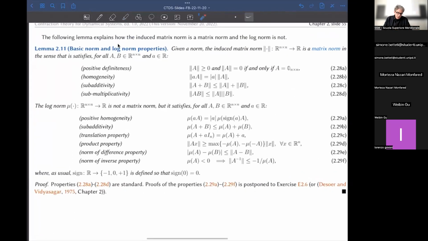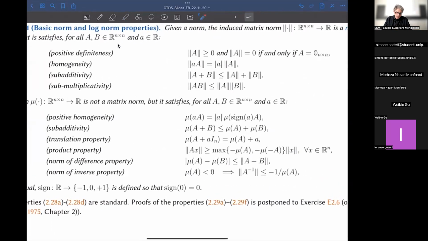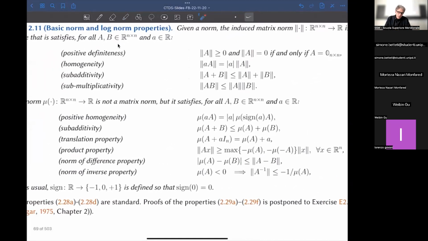Okay. In the book, I put a lemma where I wrote down all the key properties of induced norms: positive definite, homogeneous, subadditive, and submultiplicative. Submultiplicative is the key one for stability purposes.